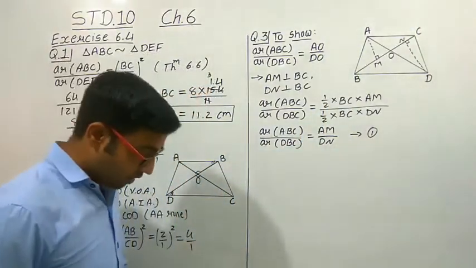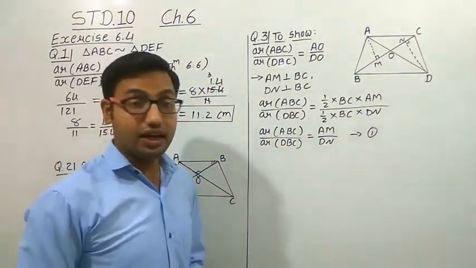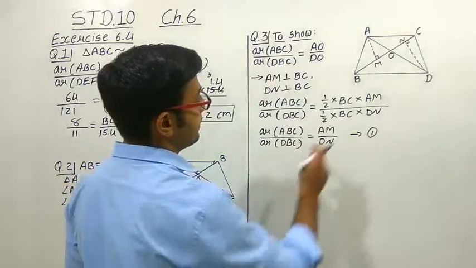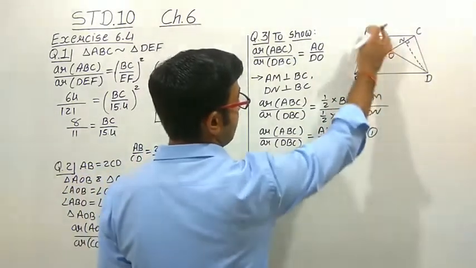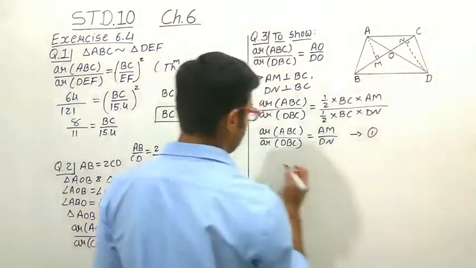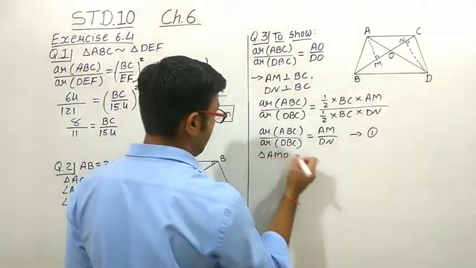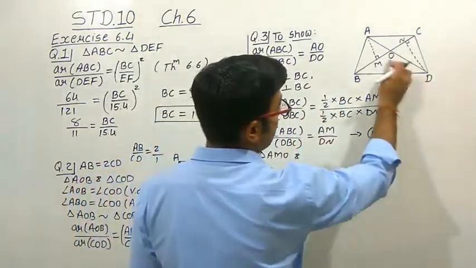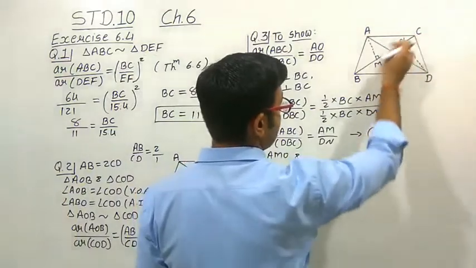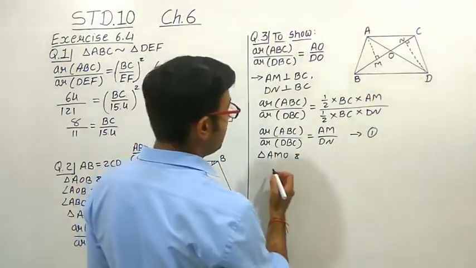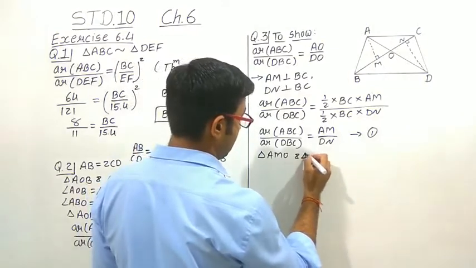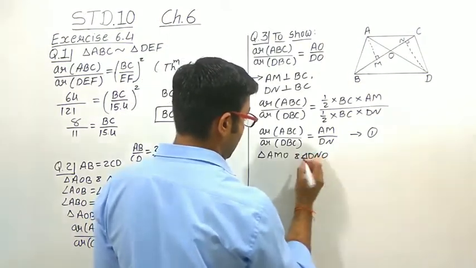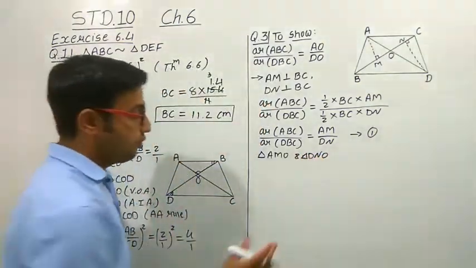We know that if two triangles are similar, then corresponding sides are in the same proportion. So consider the two triangles which contain the AO side and the AM side. This triangle we can take as AMO. So consider triangle AMO. And the second triangle containing the DO side and the DN side. DO side is here and DN side is here. So we can consider this other triangle, that is DNO.